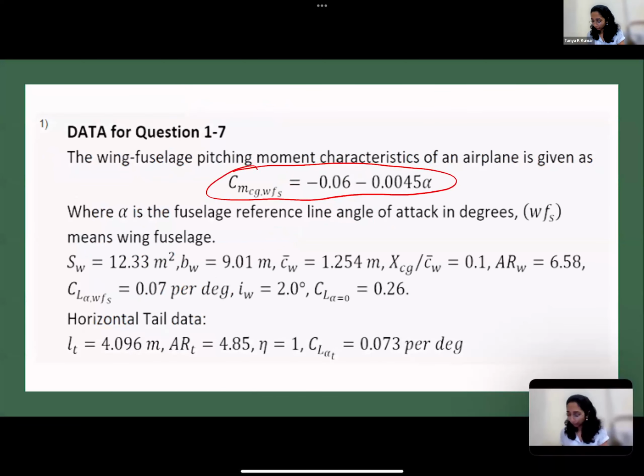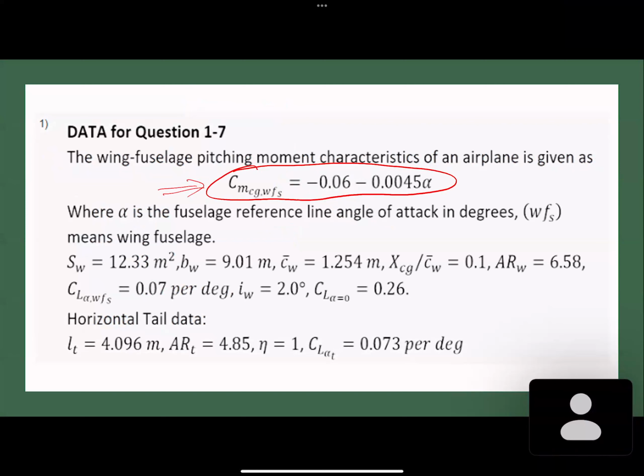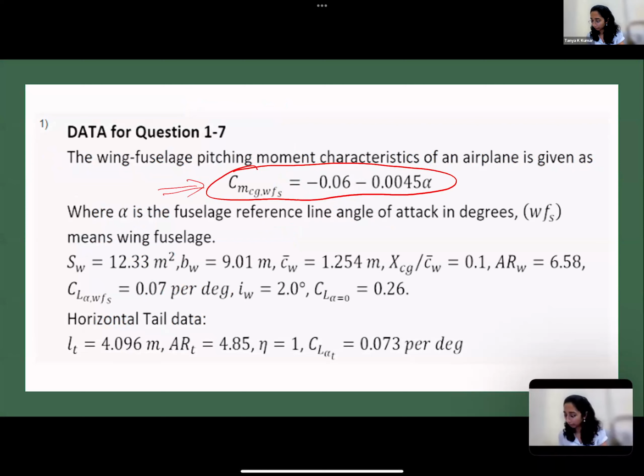So coming back here, if I just see this equation, which is a CM equation for wing and fuselage, right? If I just look at that equation, can you tell me if it's statically stable or unstable? Looking at the values. Statically stable. Why? Because of the negative CM sign. Yes, correct. Because your CM alpha here, the slope, is negative. So it is statically stable. Again, I'm repeating, CM alpha less than 0 is the only condition for longitudinal static stability.